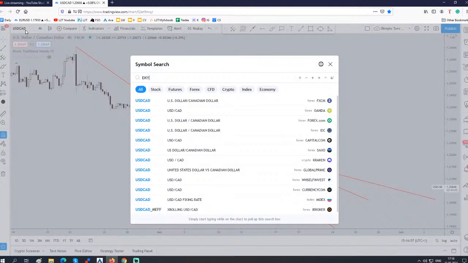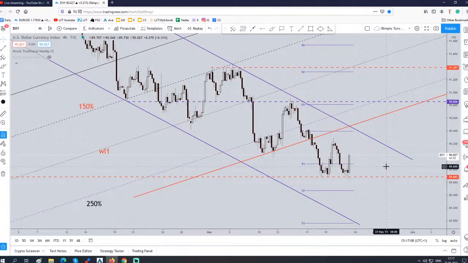Let's take a look again on the DXY. The DXY increases right now from this strong static support 89.68, but as long as it stays within this down channel, below the weekly pivot, below the downtrend line, the bias is still bearish here, and this could still be only a temporary rebound here.